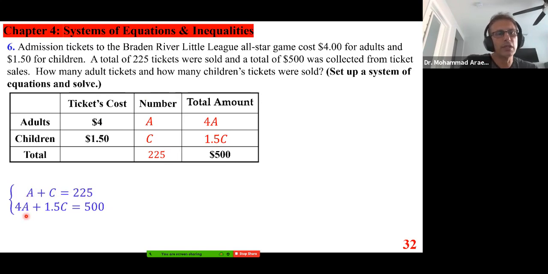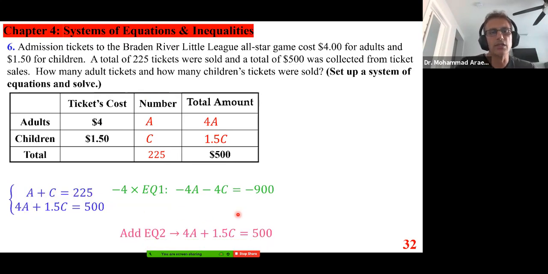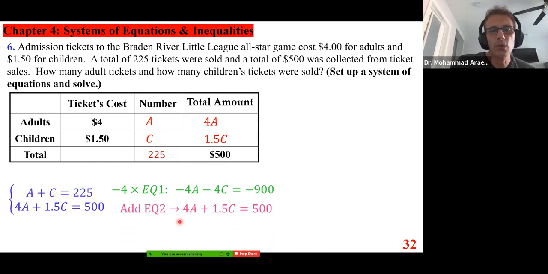So -4, that is -4A, -4C, -4 times 225 is -900. Just write the second equation intact. These two cancel each other. What about these two? They add up to -2.5C, and they add up to -400.